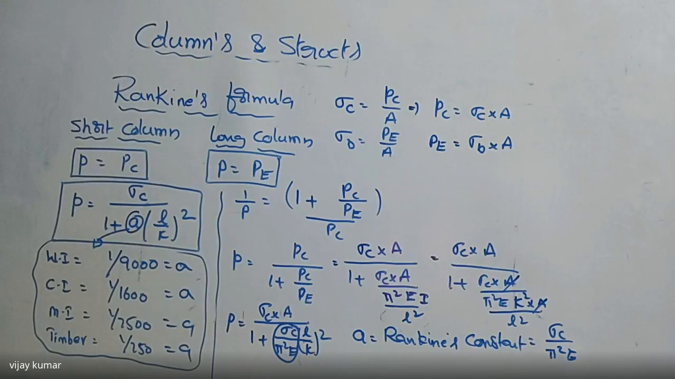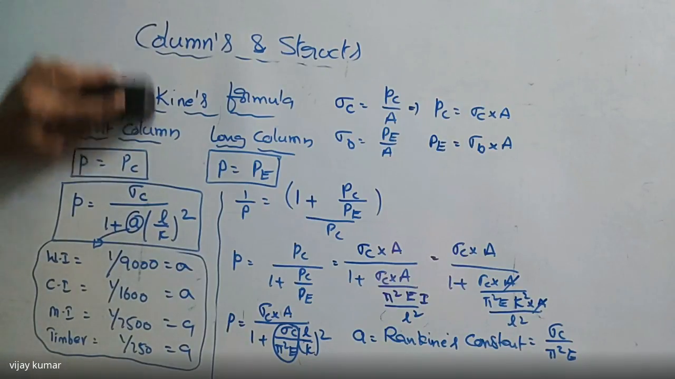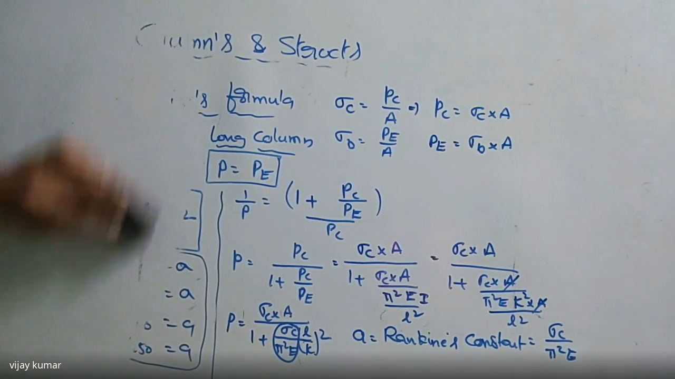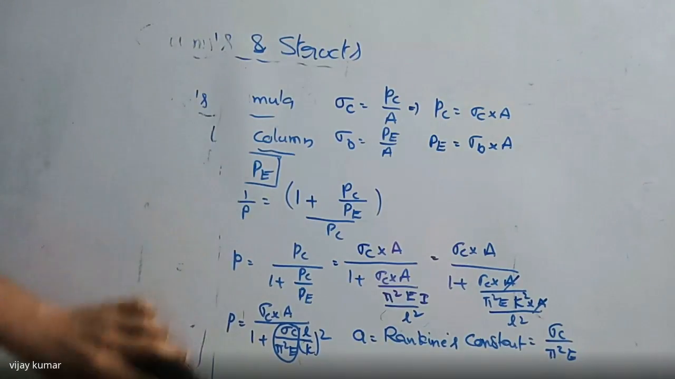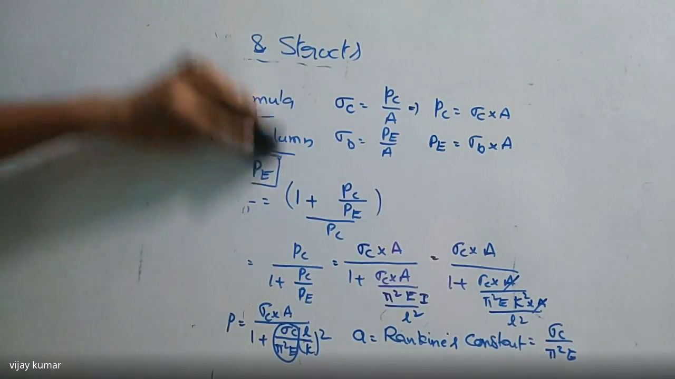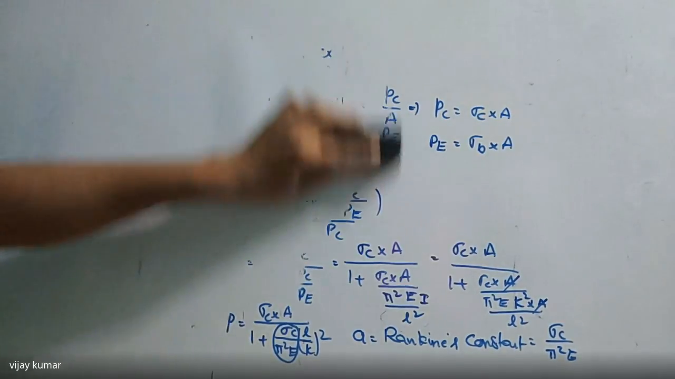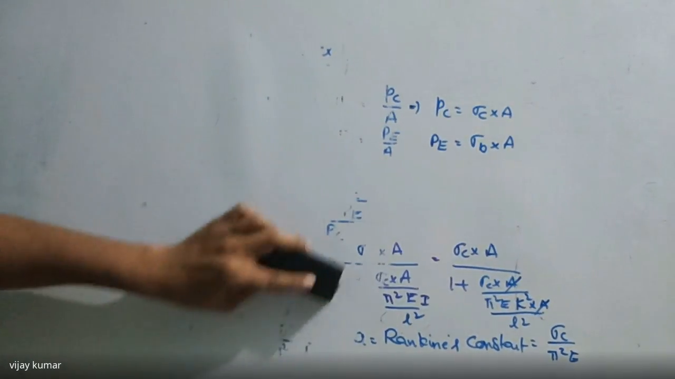Please take care about this formula, then automatically we can calculate it. So this is the way of calculation of critical load by using Euler's formula and Rankine's formula. Now I'm going to give some problems on Euler's and some problems on Rankine's formula, how to solve problems on columns, also from the GATE point of view.